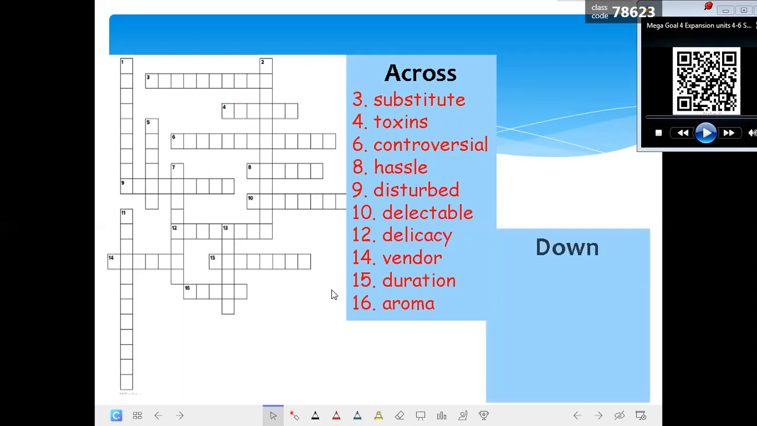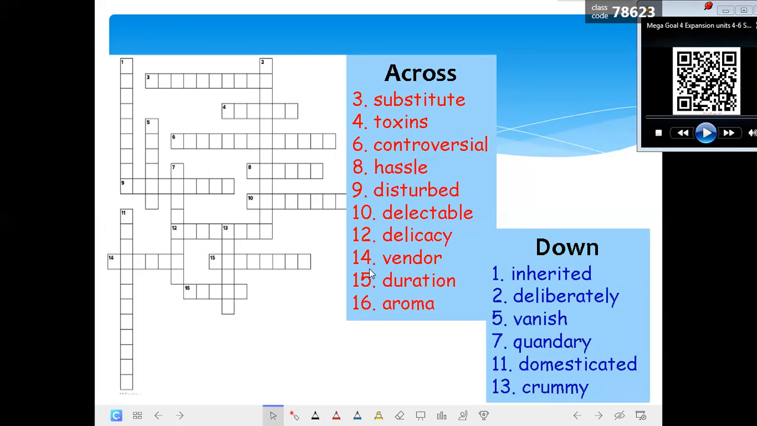Okay, let's go to the down words. Number 1, number 2, number 5, 7, 11, 13. I want you to write these words on the crossword puzzle, and I want you to study them, my dear students, as I told you.